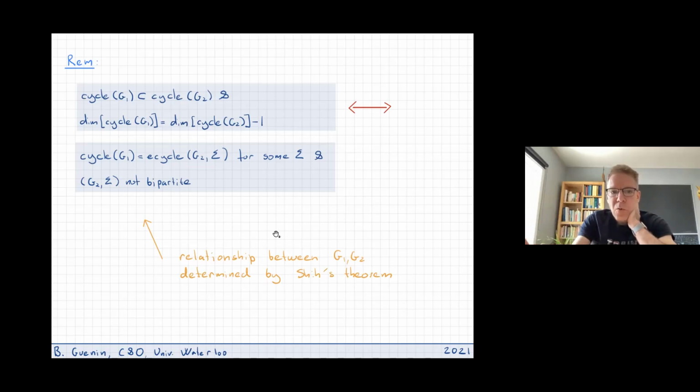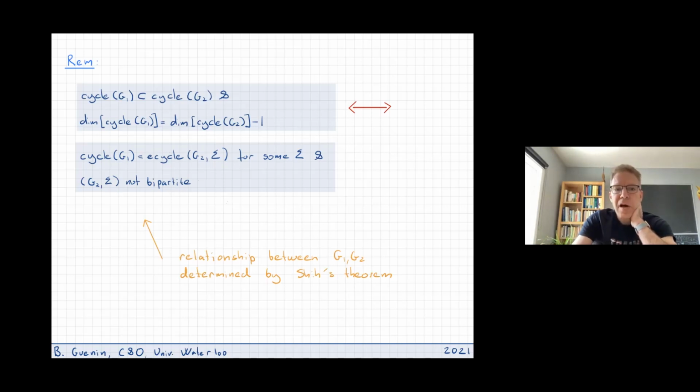So one way you can think of this is that Shih's theorem is telling you something about the relationship between a graph and a signed graph, where the cycles of the graph are equal to the even cycles of the signed graph, right? Shih's theorem is going to characterize that. In fact, you have no choice for the signature. The signature is going to be unique up to resigning. We'll talk about resigning later.